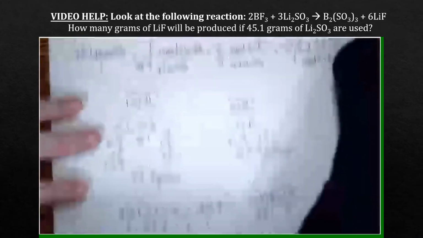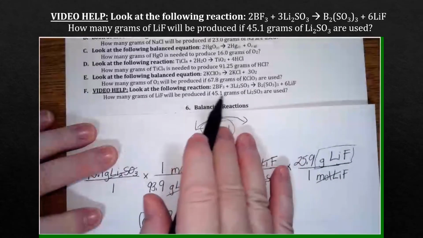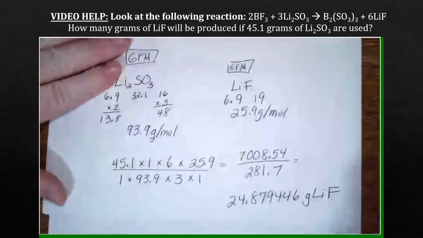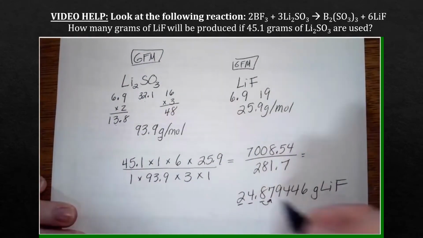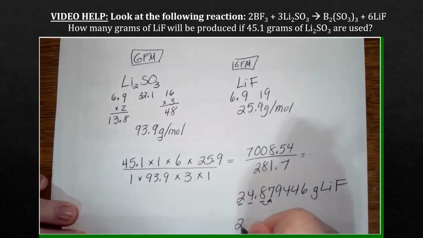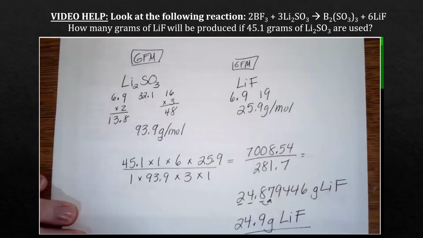Let's see what our significant figure should be. So here was back to my equation. I had 3 significant figures in my problem. So 1, 2, 3. Look at that. A 7 says round up. So 24.9 grams of LiF. And there you go.